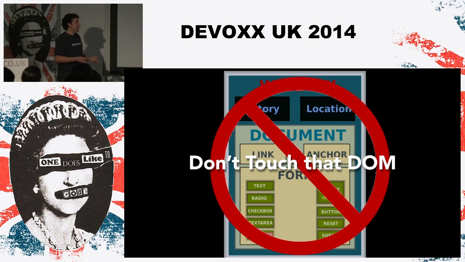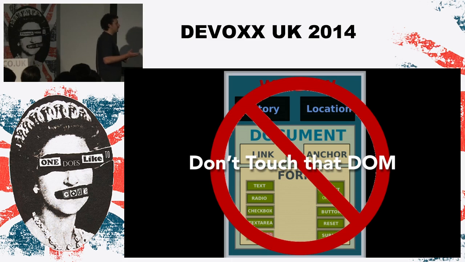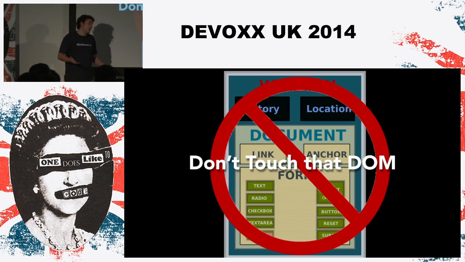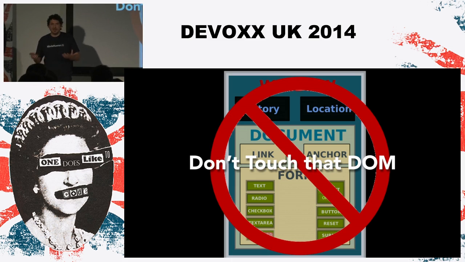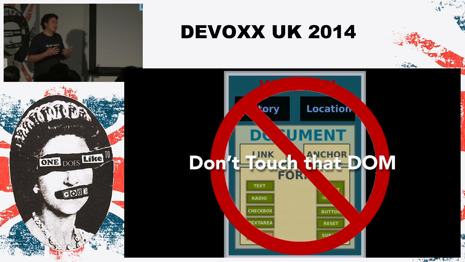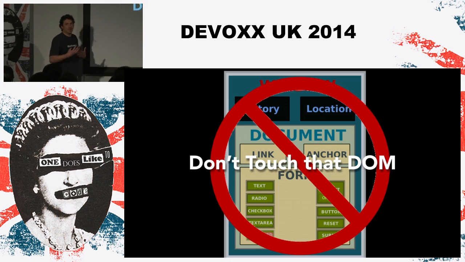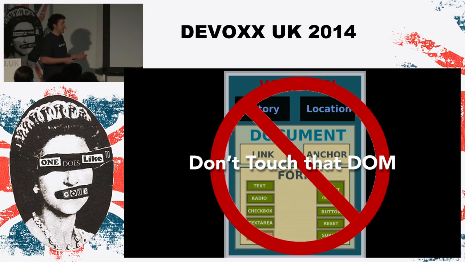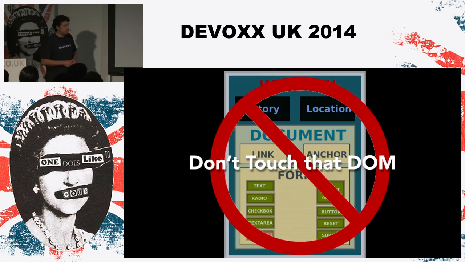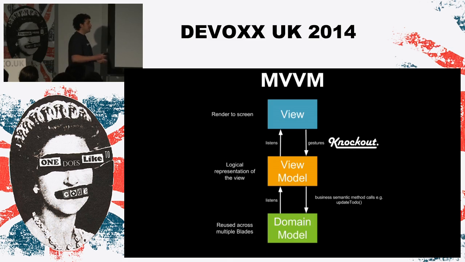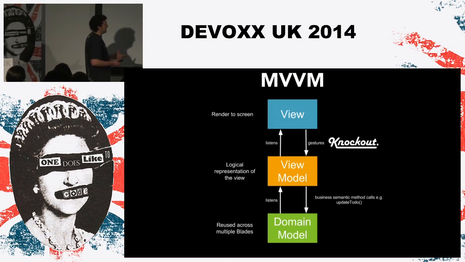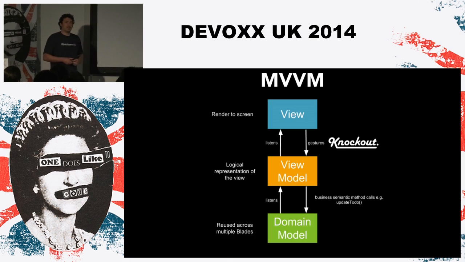But where MVVM comes in is that, as I said, we found the DOM to be highly unreliable. I don't think we really ever tracked it down, whether it was a timing issue. If you ever write a Selenium test of some sort, you'll see that there's loads of set timeouts in there waiting for the DOM to render. We just found it to be highly unreliable, and we decided we just don't want to be touching the document object model anymore.